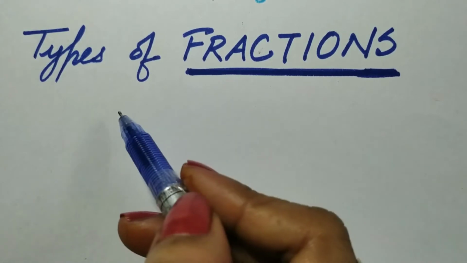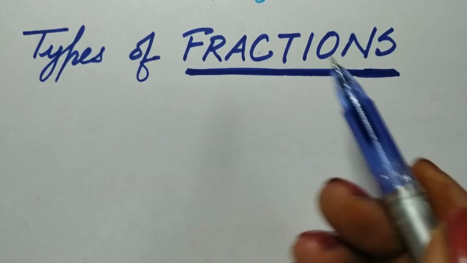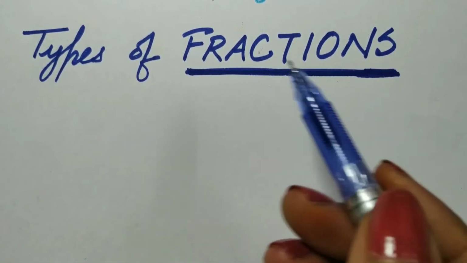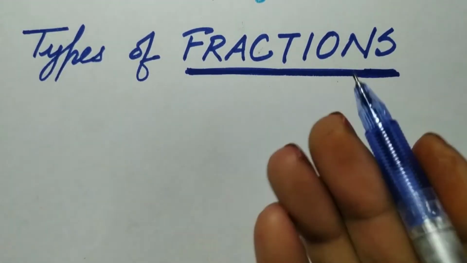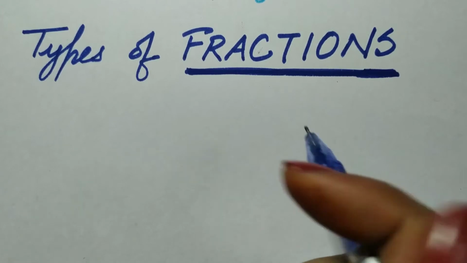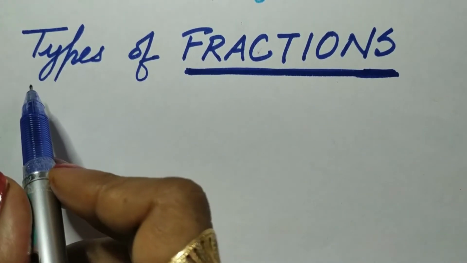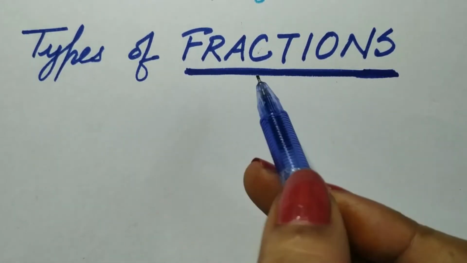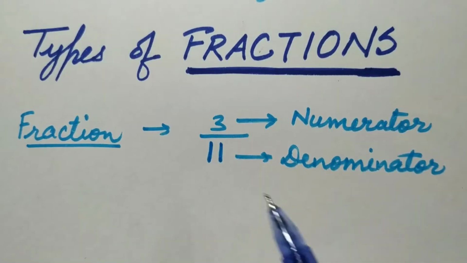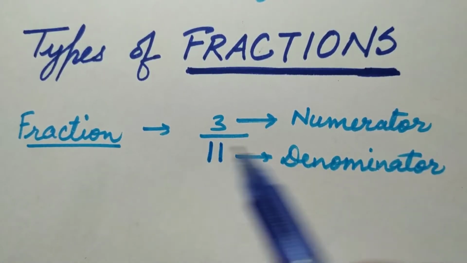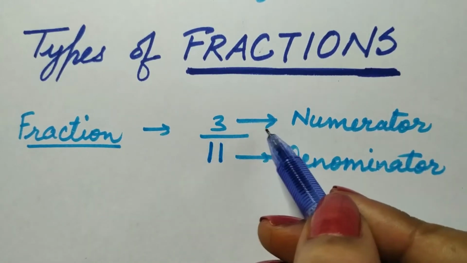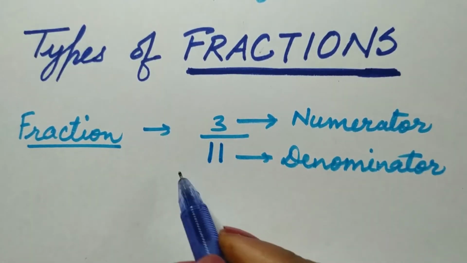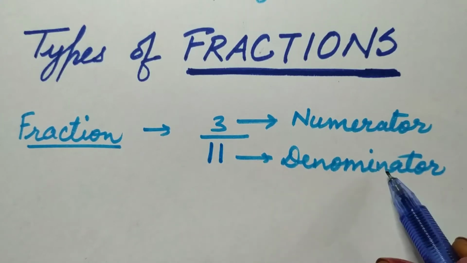In my previous video you have already learnt about fractional numbers. A fraction is any part of a group, number or whole number. So today we are going to learn about the different types of fractions. Dear students, as you know, in a fraction the upper part is called the numerator and the lower part is called the denominator.